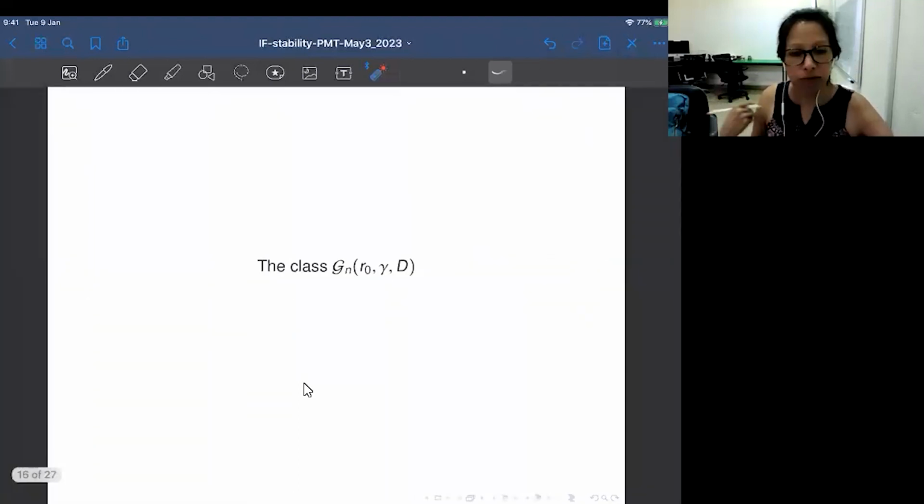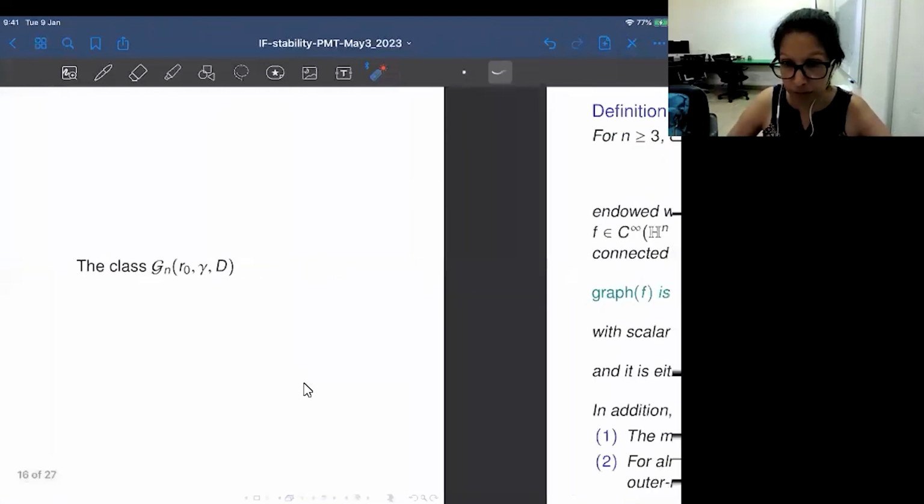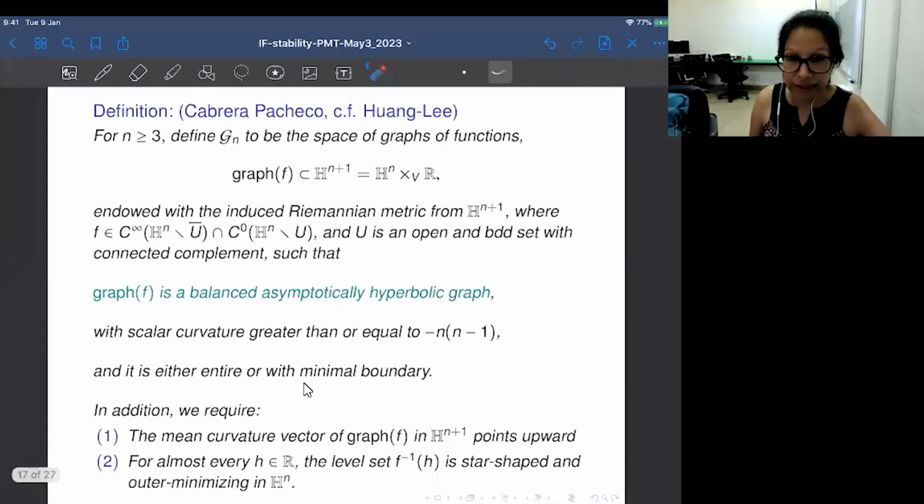Okay, so now let me introduce the class of asymptotically hyperbolic Riemannian manifolds that we are going to study. As I told you, what happened first is that Cabrera Pacheco introduced a class, which I'm giving the definition here. With this class of manifolds, he proved stability with respect to Federer-Fleming flat convergence in H^{n+1}.